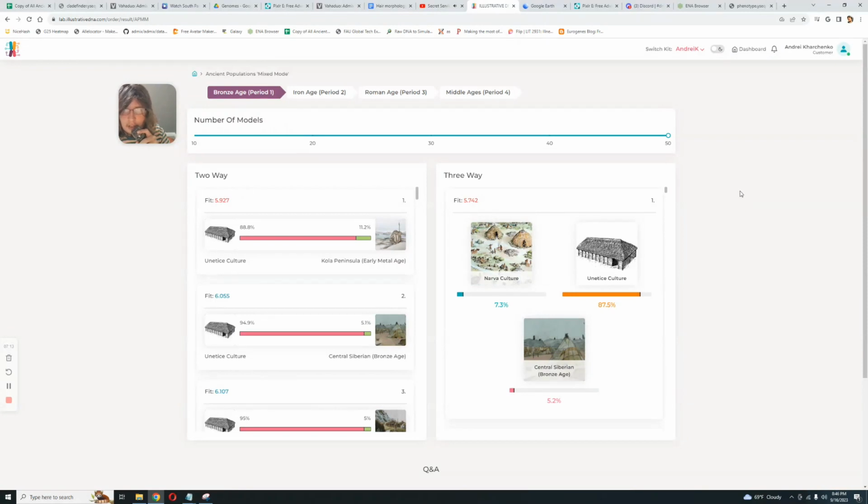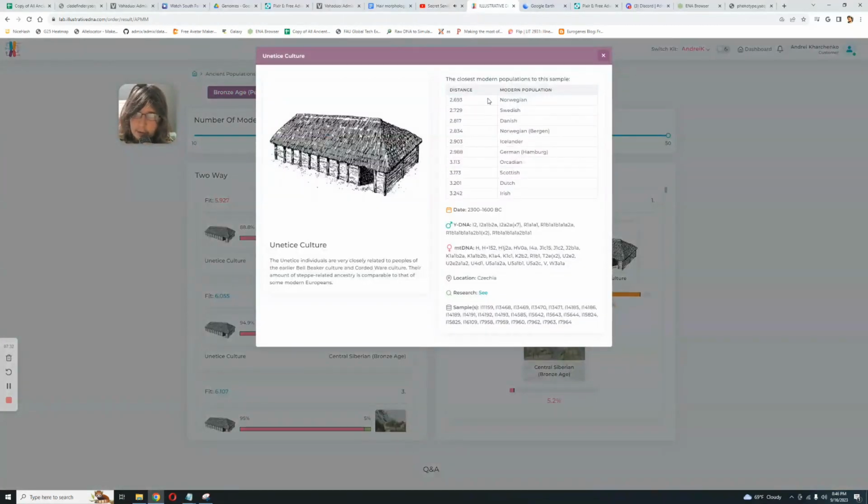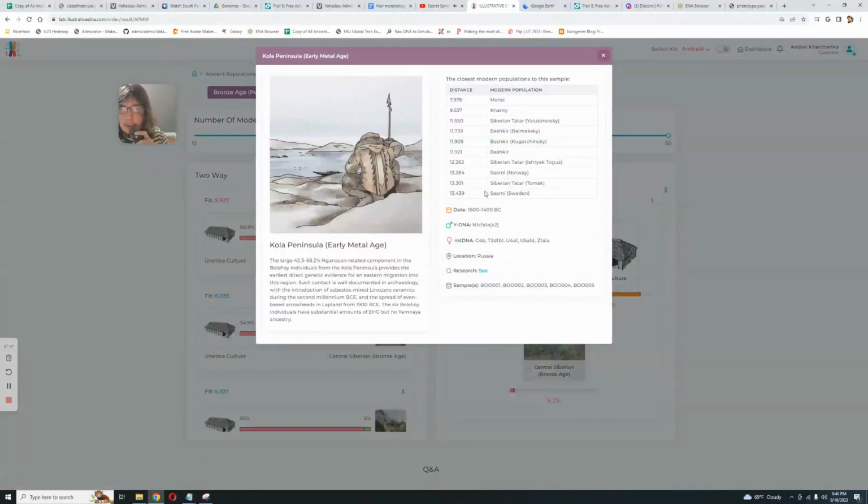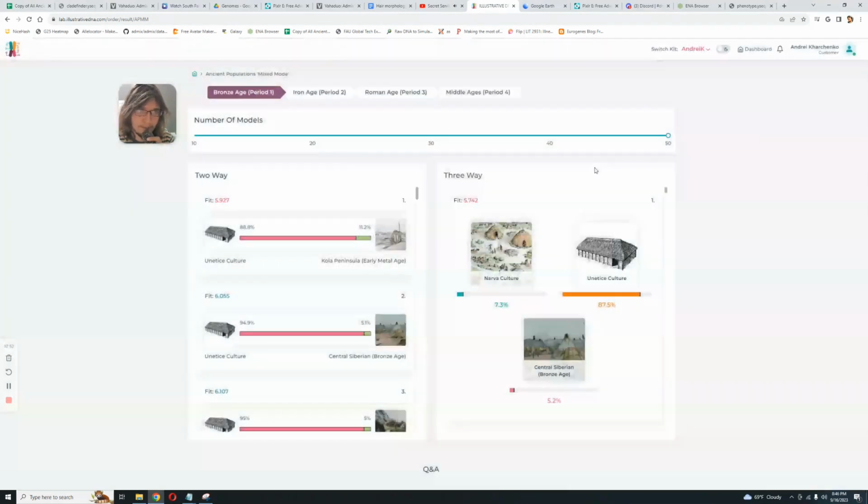They're very productive. So for me, for example, with the Bronze Age model, I'm getting modeled as a mixture of Unetice culture plus Kola Peninsula. Unetice culture is like a mixture between Battle Axe and Corded Ware, and it's the ancestor of Germanics, Slavs, various Northern Europeans. Very interesting stuff. It is closest to Norwegians, Swedes, Danes. And I'm getting modeled as a mixture of that plus Kola Peninsula, which is Bolshoy Oleni Ostrov, I think, which is most similar to Mansi, Khanty, and Siberian Tatars. Very East Eurasian mixed individual from the Kola Peninsula.